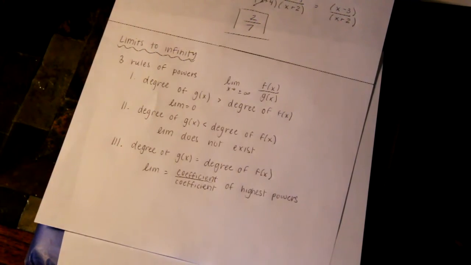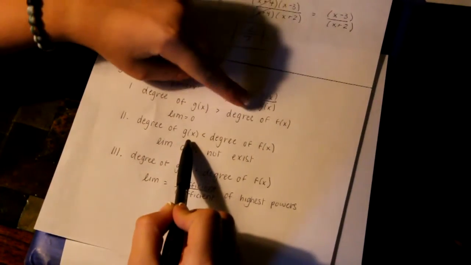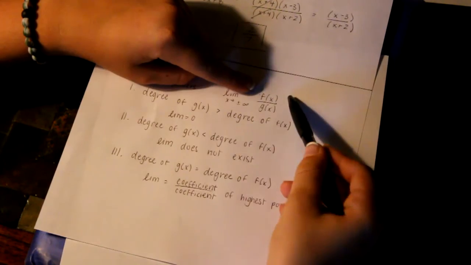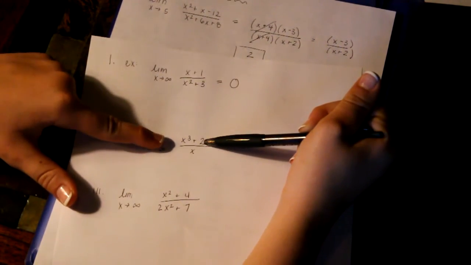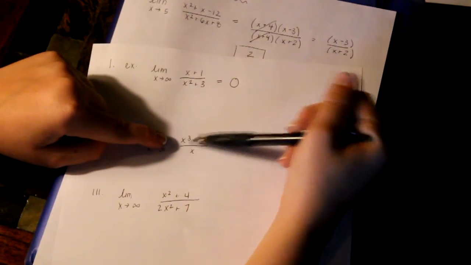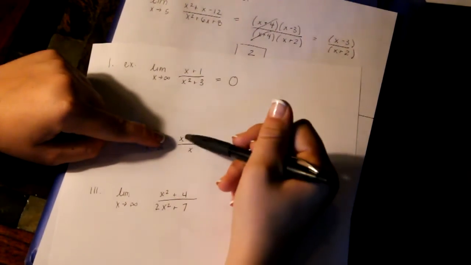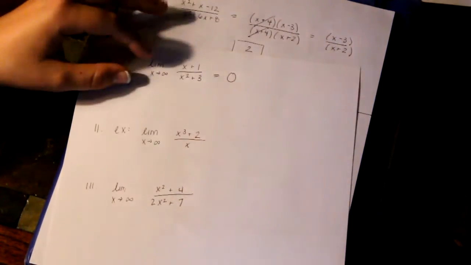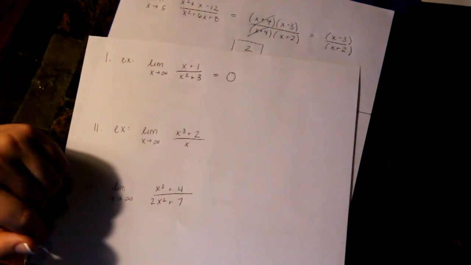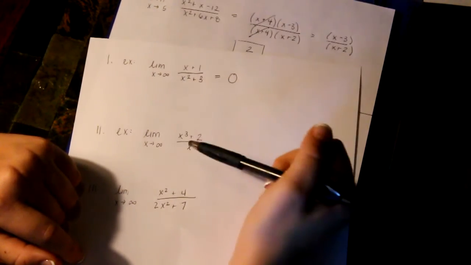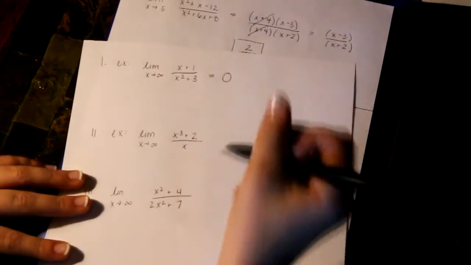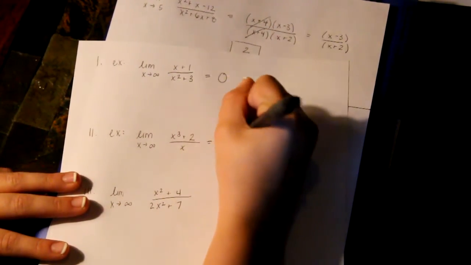And then the second rule is if the degree of g of x is less than the degree of f of x, then the limit doesn't exist. That's basically the exact opposite, because if the degree on top were bigger, and you put in a number such as 1,000, it'd be 1,000 cubed plus 2, which isn't very relevant, over 1,000. So this number would get a lot bigger, a lot faster than this one. So it would just keep growing and growing and growing, and it wouldn't reach a certain number. So it would be does not exist.